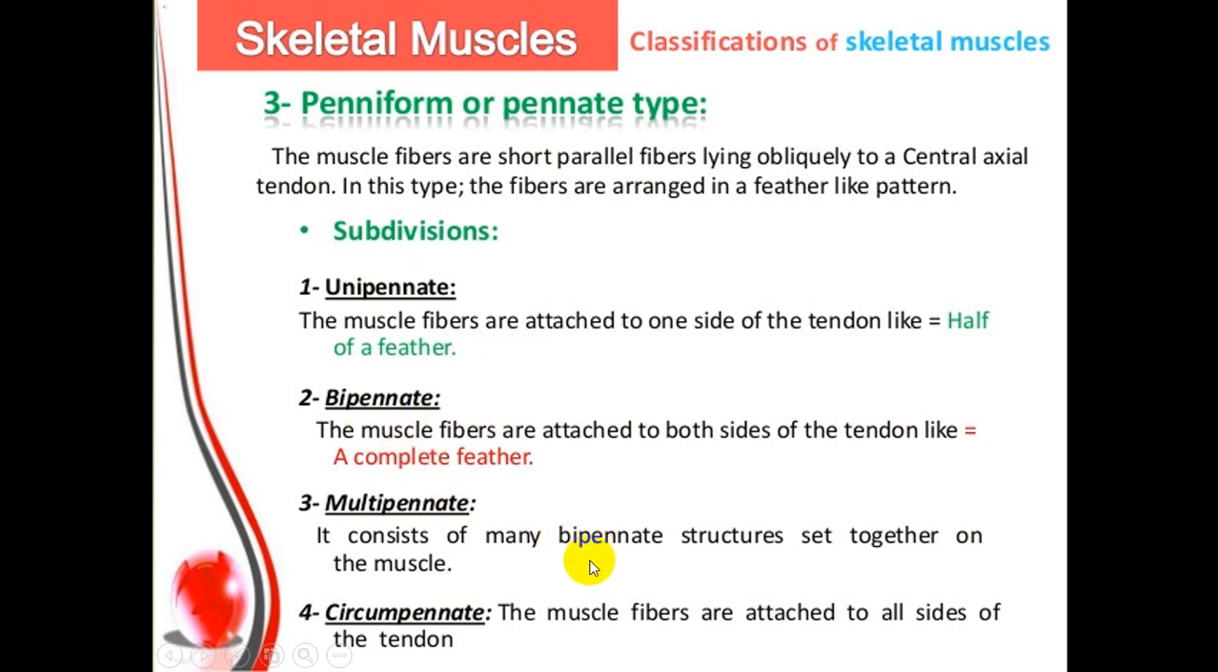Multiple bipennate fascicles arranged together make a multipennate muscle, and circumpennate muscle has fibers coming from all directions. So circumpennate muscles are also grouped as a different category known as radiate muscle in your book.